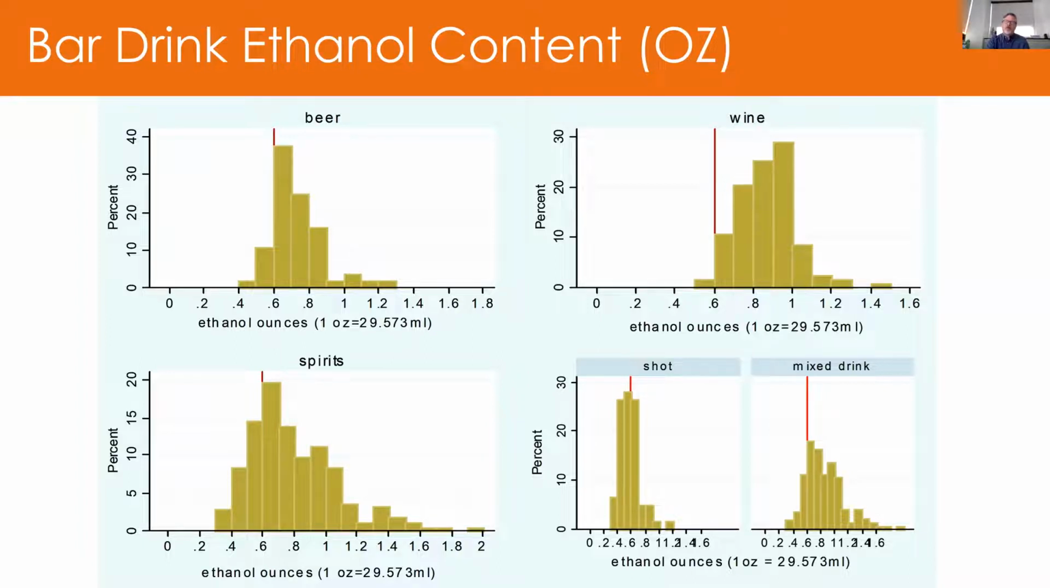These histograms are from research we did actually going to bars and measuring the drinks that we bought there. The red lines are the standard drink size. You can see almost all of the drinks that you would drink in bars and restaurants were larger than standard drinks. So that's always something that's important to keep in mind, even interpreting our findings from surveys, that the drinking actually may be more than it seems from people's self-report.